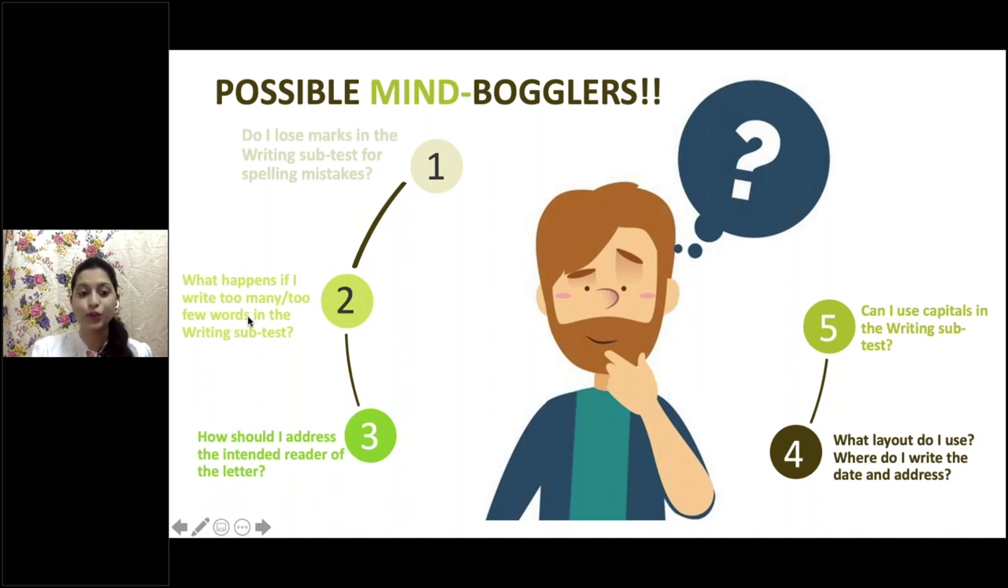What happens if I write too many or too few words in the writing subtest? There is no penalty as such if you write too many or too few, but usually a good letter would contain around 180 to 200 words. If you write anything less than that, it means that you've left out a lot of relevant information. And the minute it crosses 200, it means that you have included a lot of irrelevant information. So try to keep the word count between 180 and 200.